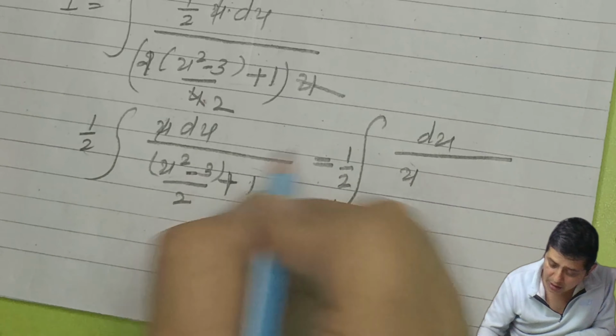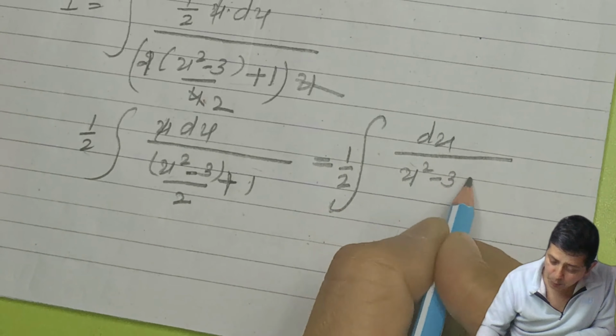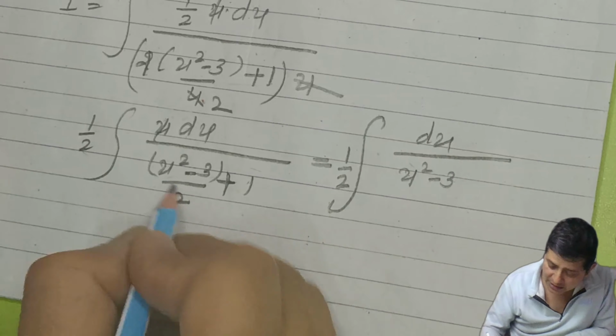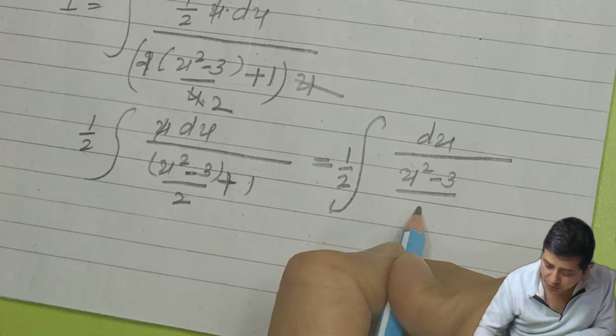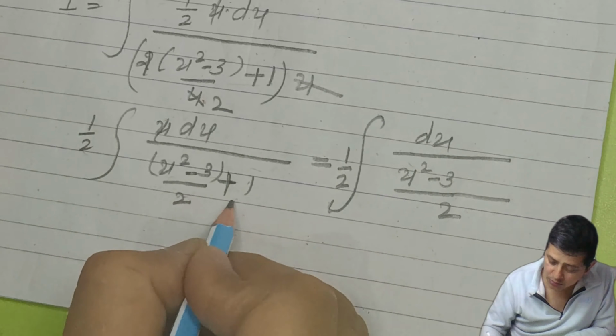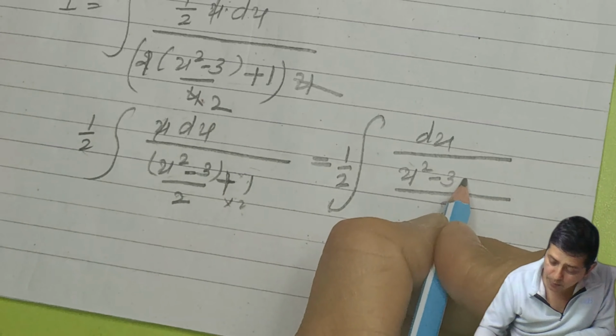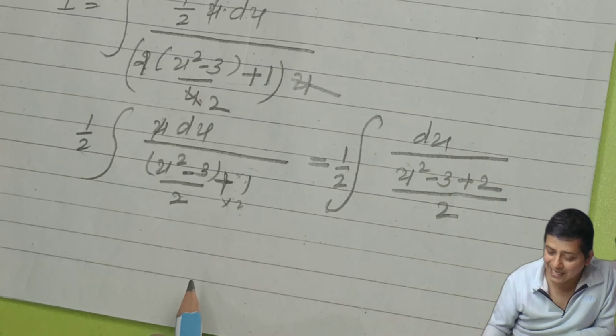So u square minus 3 and then plus 1. Don't write plus 1, because you are dividing this and you are adding this. So it becomes, here as a whole 2, then this goes here into 2. So obviously it will be plus 2. So this is the mistake I always make.